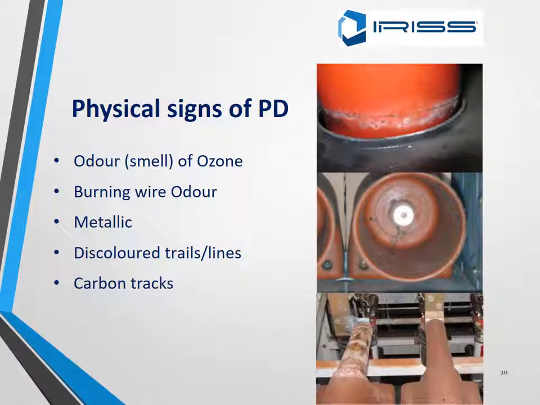So the physical signs of PD. Odour, which is the smell of ozone. There will be a smell of burning wire. There will be a metallic smell. Also, there will be discoloured trails or lines. And then there will also be carbon tracks.